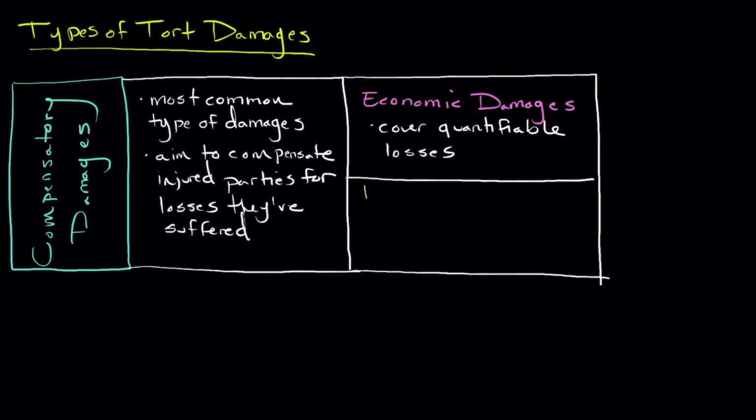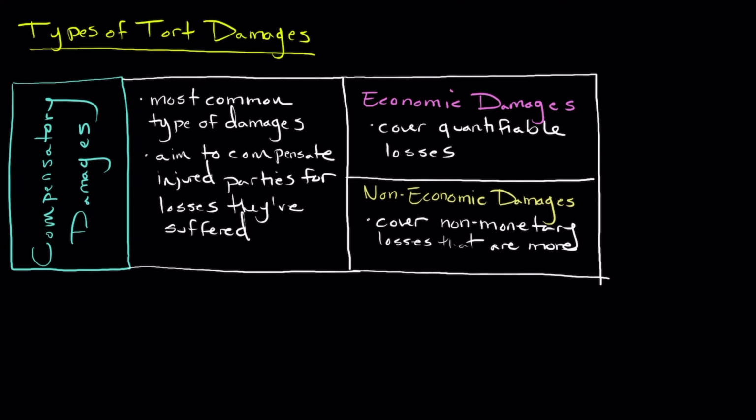The second subcategory of compensatory damages are non-economic damages. Now, non-economic damages help to compensate the injured party for non-monetary losses that are more subjective and really difficult to quantify. These can include things like pain and suffering, emotional distress, loss of enjoyment of life, and loss of consortium. In one particular notable case, a jury actually awarded $2 million in non-economic damages to a plaintiff who suffered severe emotional distress and a loss of quality of life due to an actual defective product.